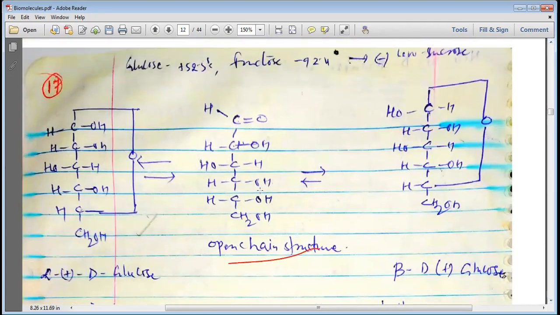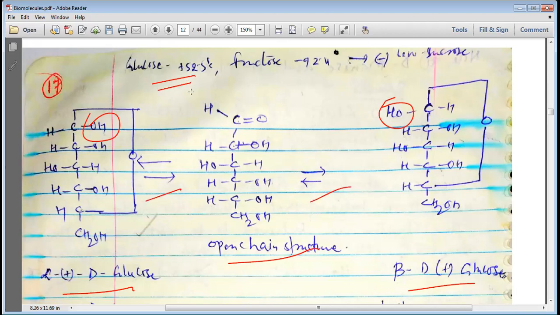This is the open chain structure. This is alpha D glucose. This is beta D glucose. In beta D glucose, OH is present on the left side. In alpha D glucose, the OH is present on the first carbon, on the right side. And this is the open structure of glucose. And this is how, my dear students, we can understand these various forms of glucose which are in equilibrium with each other.